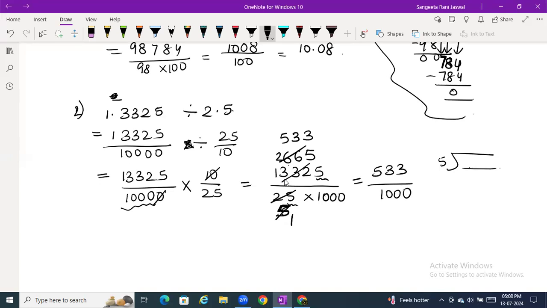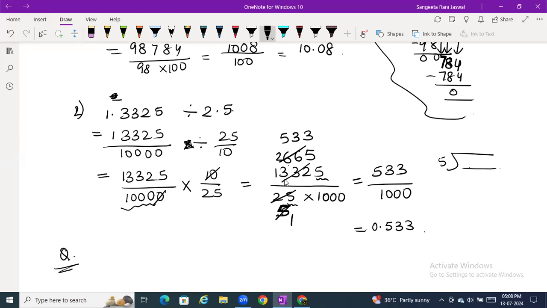So my decimal form will be, after 3 places, I will put a decimal point. So this becomes 0.533. Okay? Okay, understood this? Yes, ma'am. Okay.